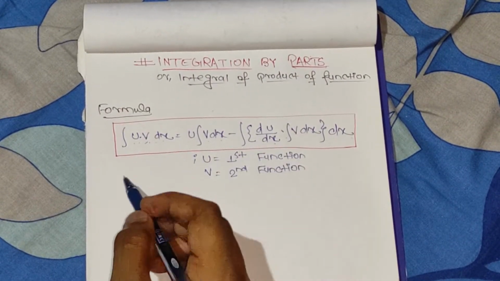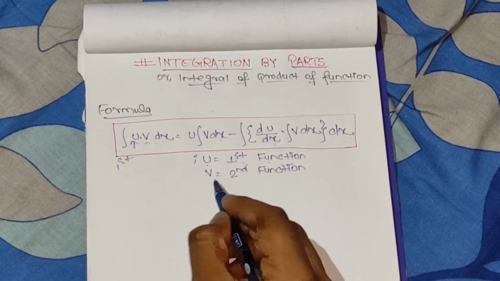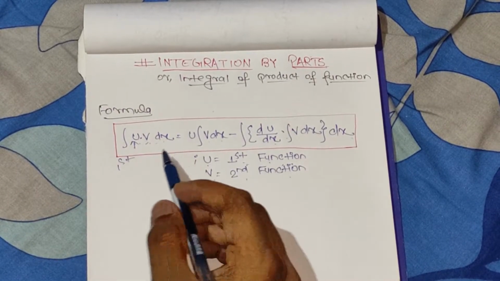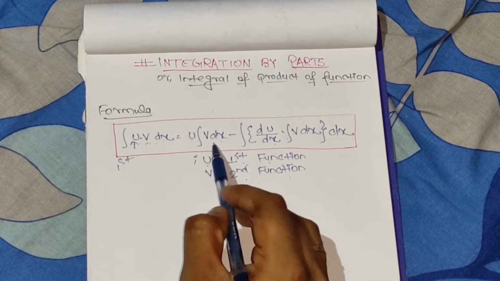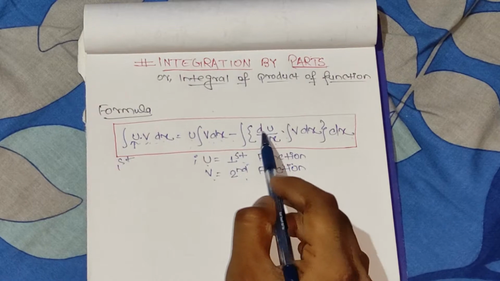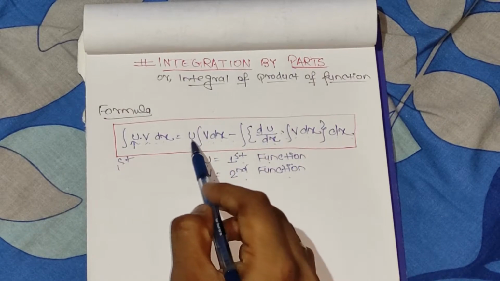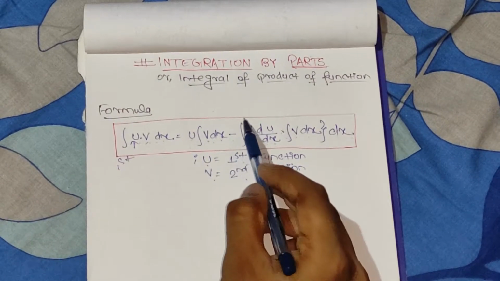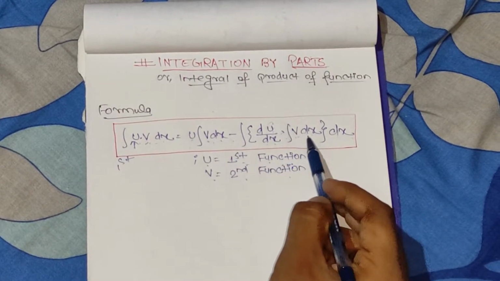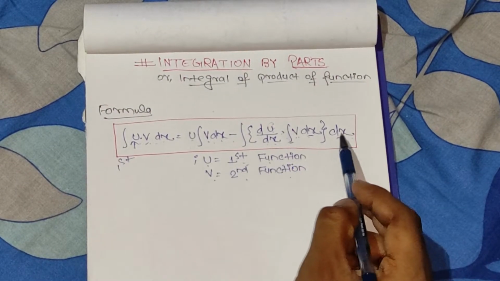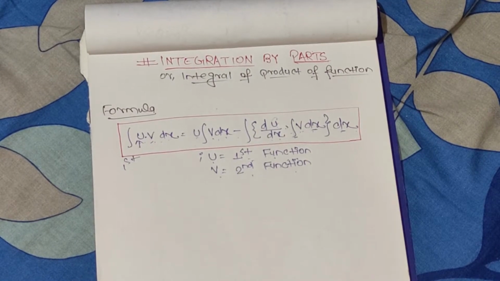Now how to remember this? Suppose u is the first function and v is the second function. To remember the formula: integration by parts equals first function into integral of second, minus integral of differentiation of first into integral of second function dx. This dx is for this integration and this dx is for the whole integration. So this is the basic formula of integration by parts.